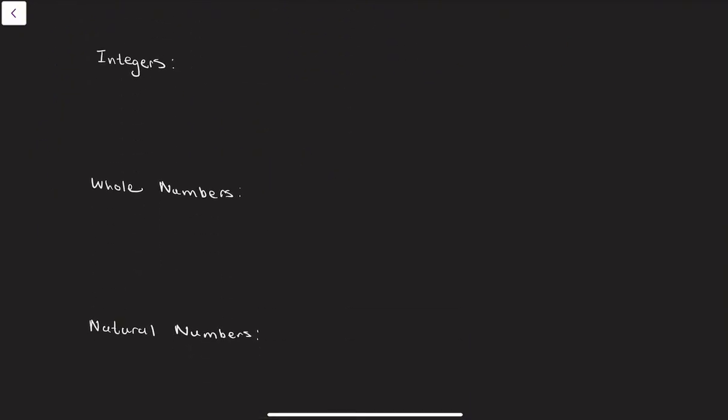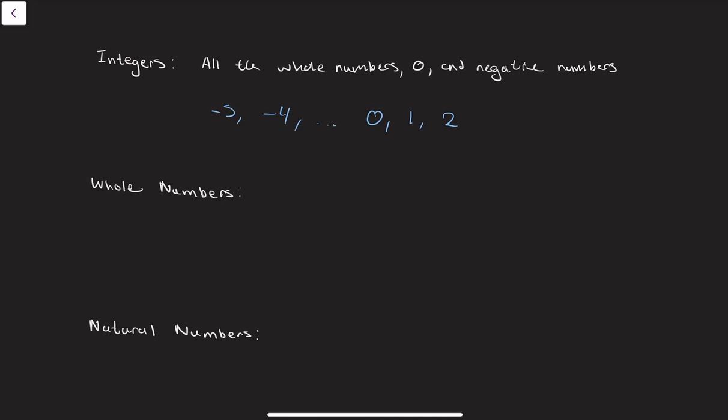I'm sure you're all aware of integers, whole numbers, and rational numbers, but let's define them properly. An integer is all the whole numbers, 0, and negative numbers. So we can write those down as -5, -4, 0, 1, 2, and so on. Note that these numbers are not fractions or decimals. So an integer value is not a fraction or a decimal. It's represented as a whole number.